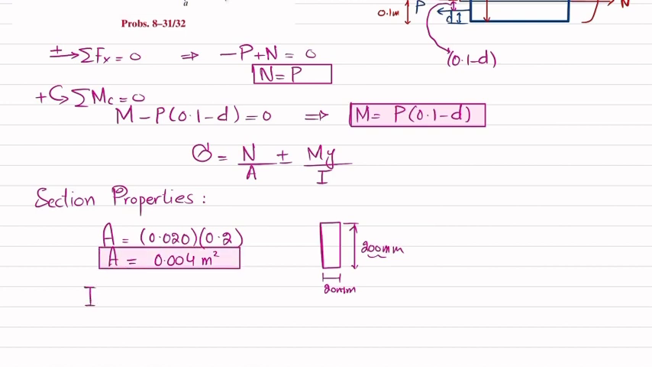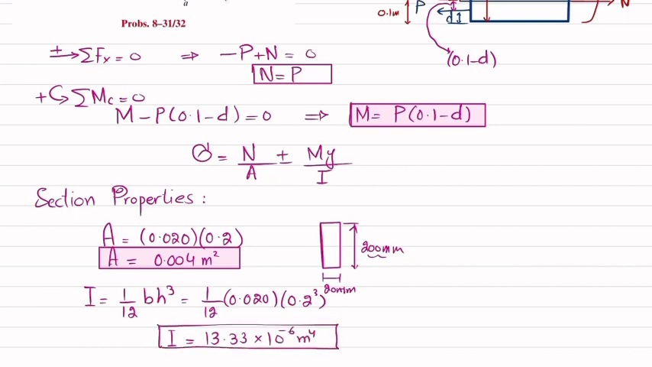Now we'll find I, the moment of inertia for this beam. For a rectangular section, I is equal to 1/12 B H cube. So 1/12 times B, which is 0.020, that is 20 millimeter in meter, and the height is 200 millimeter, which is 0.2 meter, whole cube. When you calculate it, you will get I equal to 13.33 into 10 raised to power minus 6 meter to the power 4. So this is the moment of inertia.